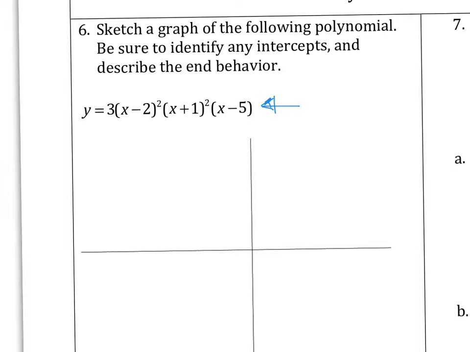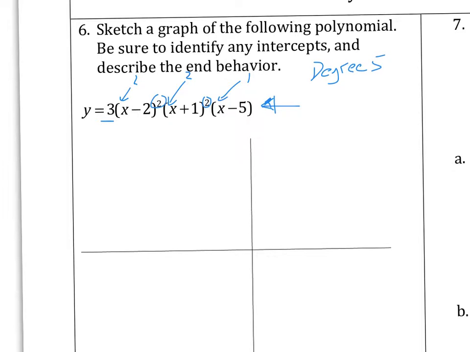Okay, so sketch a graph of the following polynomial. I've got to identify any intercepts and describe the end behavior. I like doing the end behavior first. You've got a positive number out front in terms of x's. I've got 2 for my degree here because of that exponent. We've got 1 because there's no exponent there. We're talking about a degree 5 polynomial.